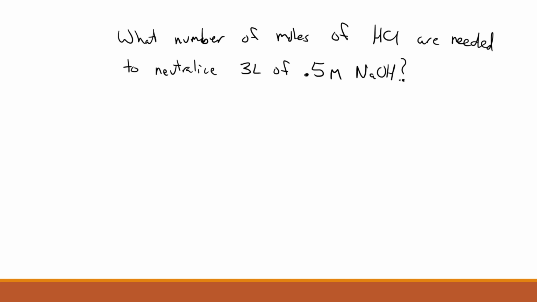What number of moles of HCl are needed to neutralize 3 liters of 0.5 molar NaOH? If I want to solve this, it looks like a titration because they give me a volume and a molarity, but they only give me 2 of the 3 pieces that I need. So this would just be using the molarity equation. We know that moles of H plus need to equal moles of OH minus.